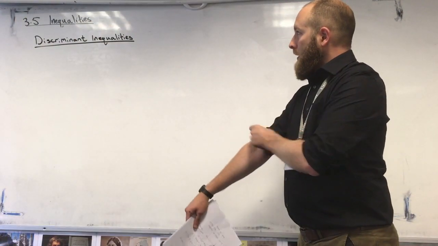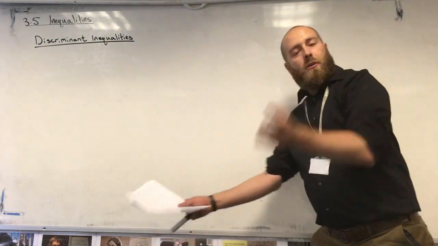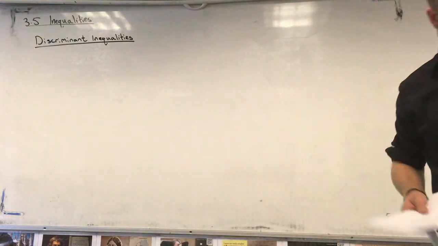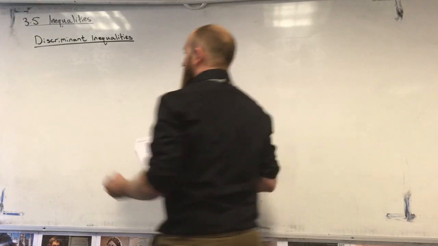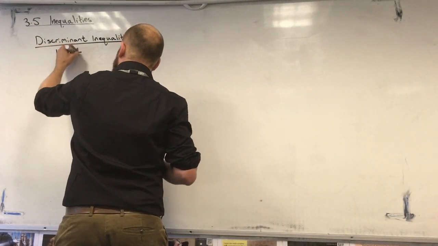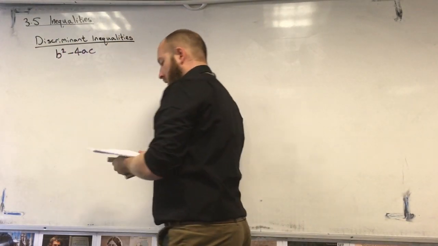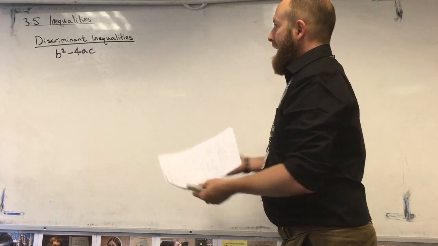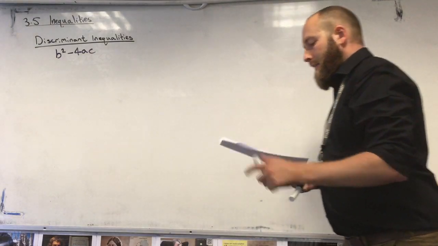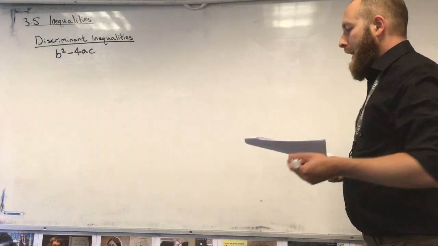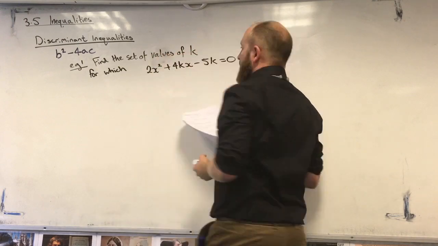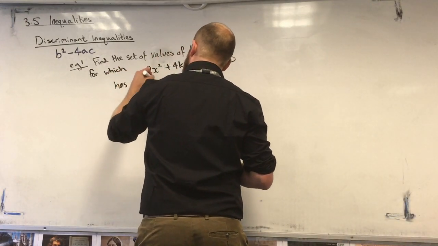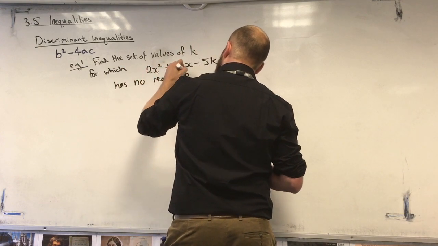Okay, next up we're looking at discriminant inequalities. So we're mixing all of our inequality stuff with all of the discriminant stuff from a few videos ago. Just to recap, the discriminant is b squared minus 4ac. And because this is sometimes greater than or equal to, or less than 0, it leads us to nice inequality questions. So we're going to jump in right away with an example. Find the set of values for which that has no real roots.